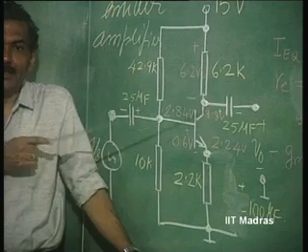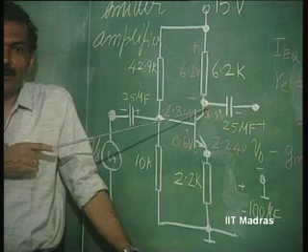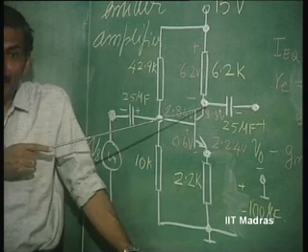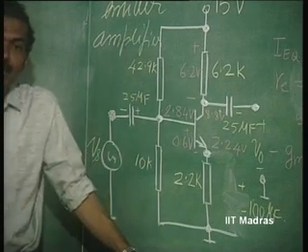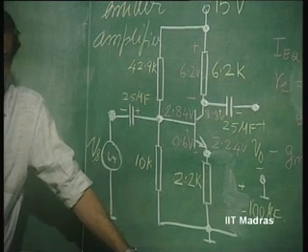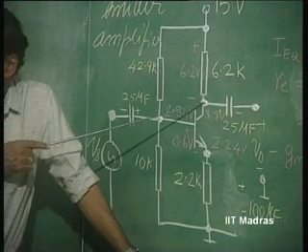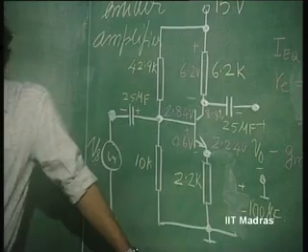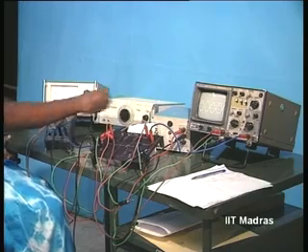DC voltage, whether it is small signal or large signal, remains the same. Unlike the other situation, where the DC voltage is going to change because of distortion, here the DC voltage will remain the same. Now she will increase the input signal level.